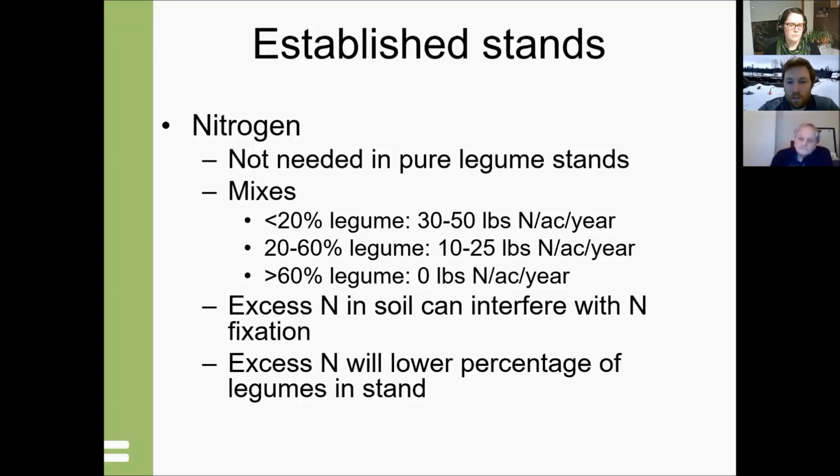Also, excessive nitrogen in the soil can interfere with nitrogen fixation because, as I said earlier, it's much easier for those plants to take up nitrogen than it is to fix it from the atmosphere. So if there is excess nitrogen in the soil, it'll actually lower the percentage of legumes in that stand because grass is much more competitive at taking up nitrogen than most legumes.